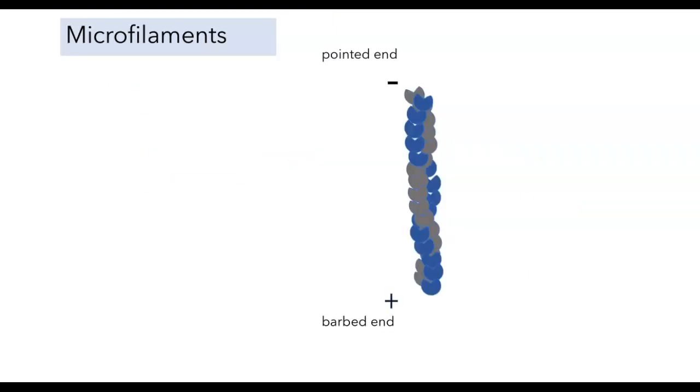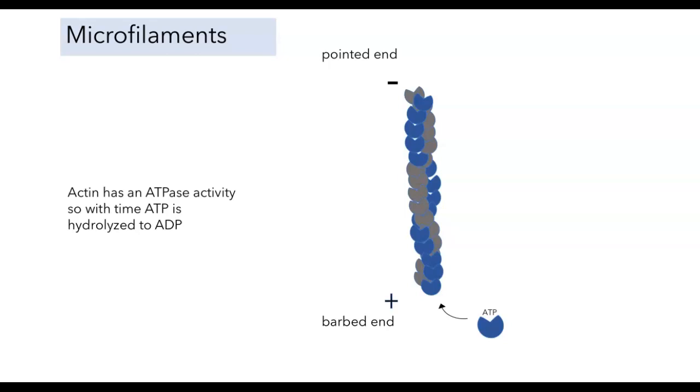Well, here again is another cartoon of my microfilament, and again I've drawn the 2 strands with 2 different colors, simply so you can see where they are. And remember that the monomers are preferentially hopping on to the barbed end, the plus end. It turns out that actin has an ATPase activity. So with time, ATP is hydrolyzed, first to ADP and inorganic phosphate, and then it releases the inorganic phosphate to form ADP. And once the monomer is bound to ADP, it has a low affinity to stay in this configuration.